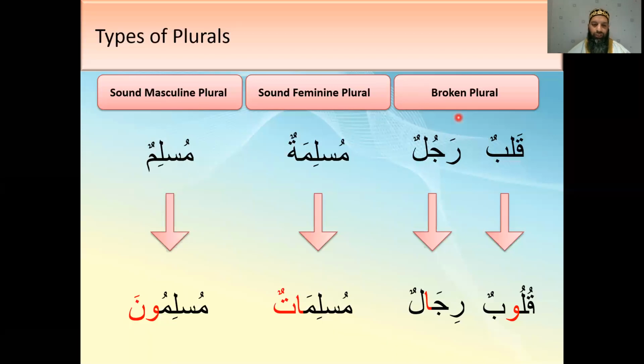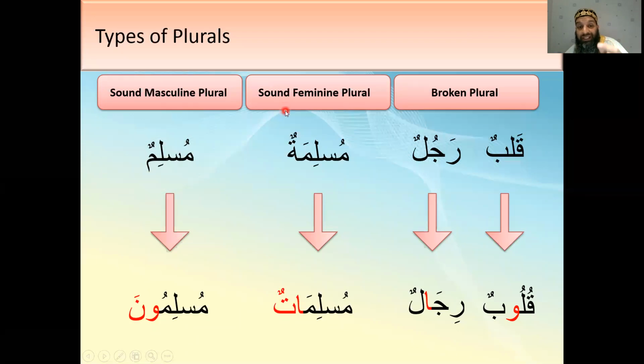Right, excellent. So basically what you're saying, yes, look at the word Muslim. Now look at the plural Muslimuna. The original word is intact. You've not added any letters that have broken that word. It's just something added to the end. So it's sound because it's still whole. You've not broken the actual original word, you just added something at the end. That's why it's called sound. Masculine is because it's a masculine word, and plural is because it's a plural.